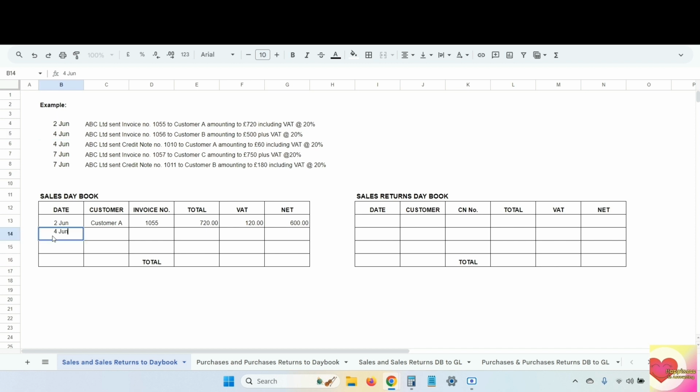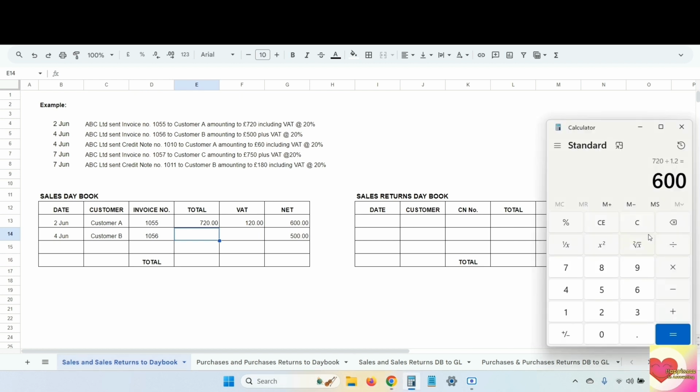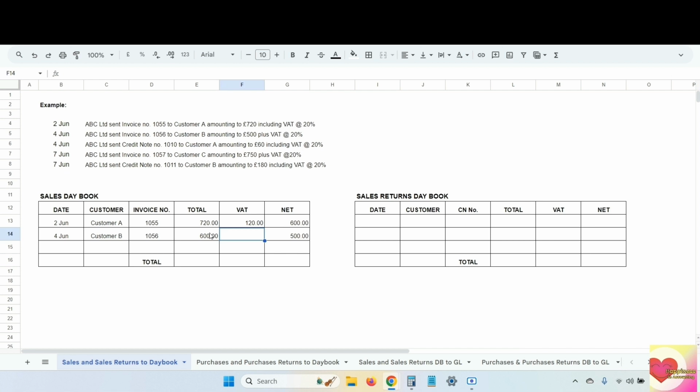Let's enter the details like the date, customer name, and invoice number to our sales daybook, and the amount to our net column. To get the total amount from the net amount 500, we will multiply it by 120% or 1.2, and our total amount will be 600.